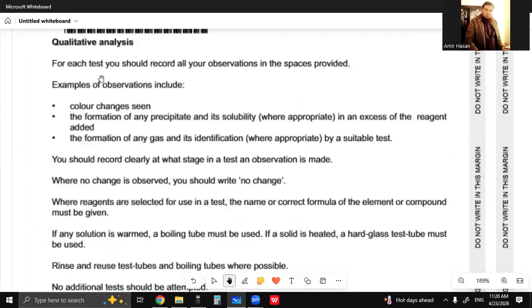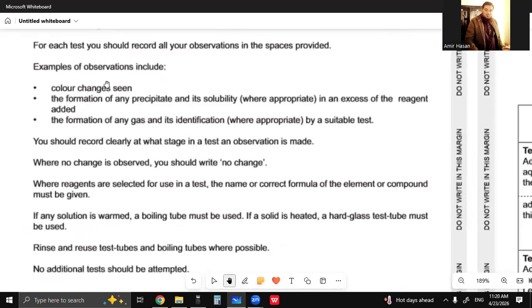Next, for each test, you should record all observations. We record the observation with the help of color change, okay? Color change is seen. Thymolphthalein, I told you, is colorless in acid, then after that changes into blue when you are mixing the base in excess of the reagents added. Also record the formation of any gas, the formation of any precipitate, and the solubility where appropriate in an excess of reagent. We also add this in further tests.